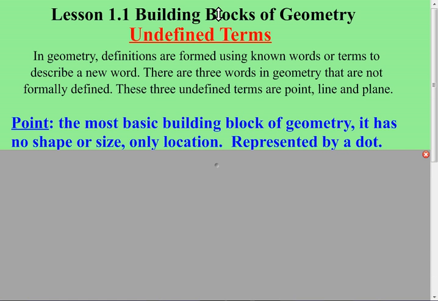First thing is we have defined terms and we have undefined terms. Well, to define anything, I have to have some words I already kind of know what they mean. And you can't use circular reasoning. You can't use one word to define something else. So we have these undefined terms. They're kind of our building blocks. They're things that I can talk about, but I can't really define them for you. And they're descriptions. There are 3 words in geometry that are not formally defined. Point is the first one. So that's our first one on our little yellow sheet.